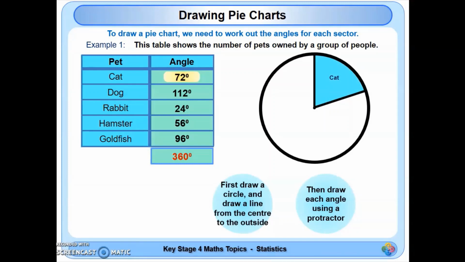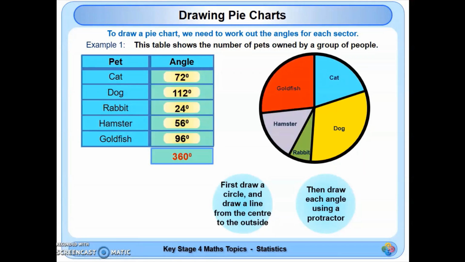You're then going to continue and draw in the sector for dogs. This time, we will put our protractor along this line, and we will measure 112 degrees in this direction. So the dog is represented by 112 degrees. We continue that with rabbit having a smaller sector, 24 degrees, hamster 56, and then what we should be left with is goldfish. So this sector here should measure as 96 degrees.